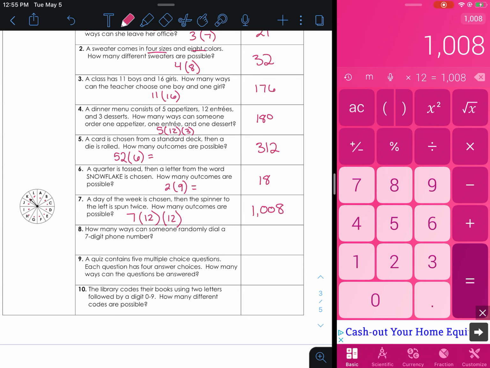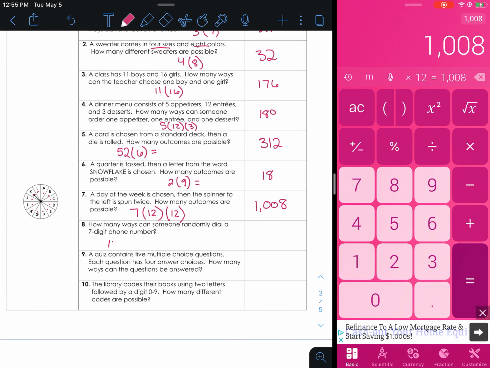So, out of the digits you can choose for a 7-digit phone number, there is 0, 1, 2, 3, 4, 5, 6, 7, 8, 9. So that is actually 10 choices. So we're going to multiply 10 by itself 7 times.